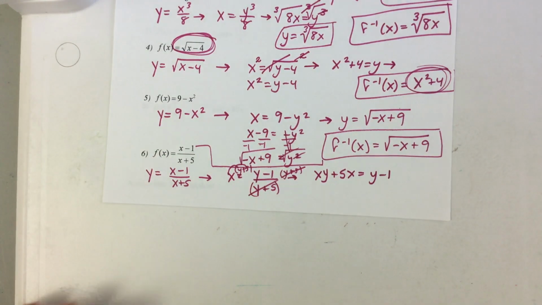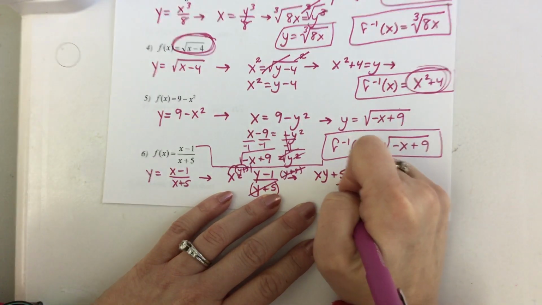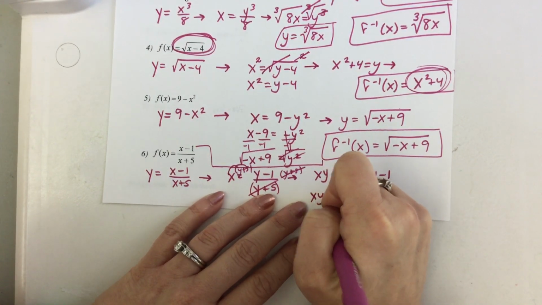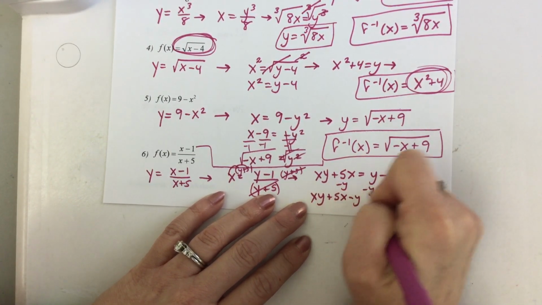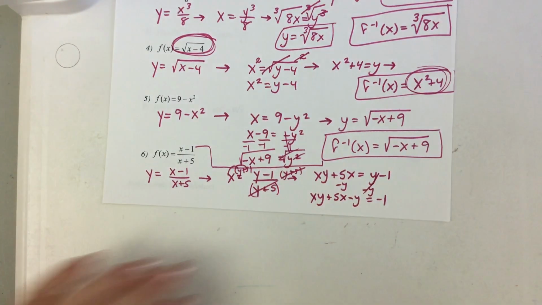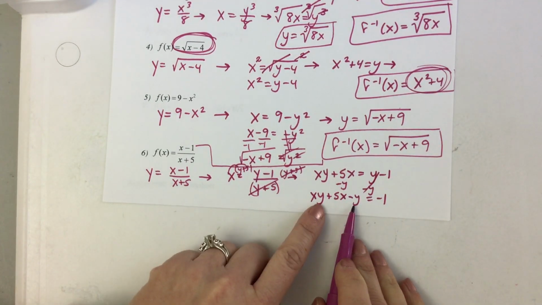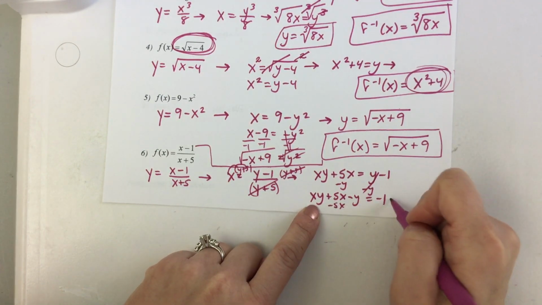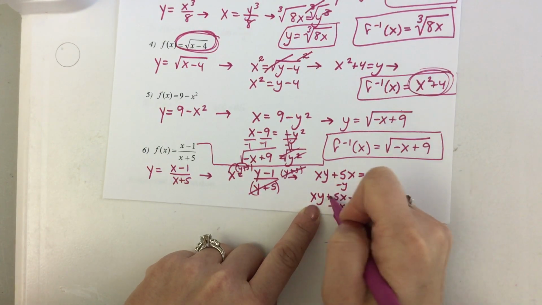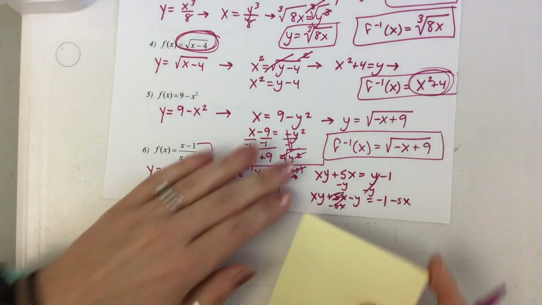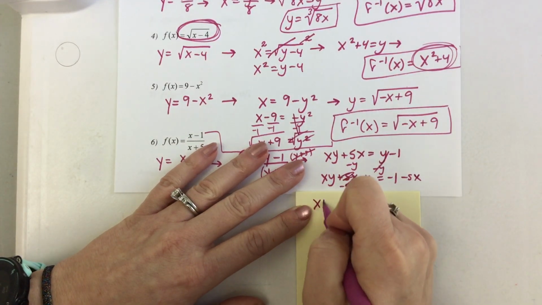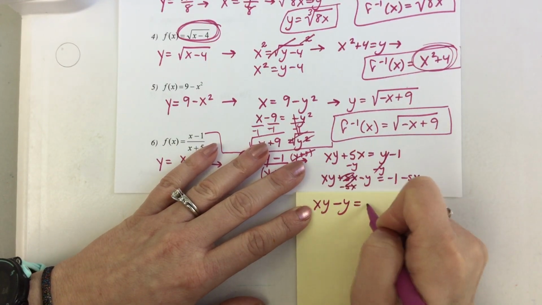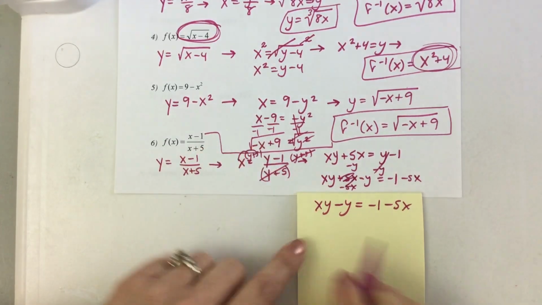If I'm trying to solve for y, I want all the y's on the same side. So if I minus y, I would have xy plus 5x minus y equals negative 1. Here's the deal. These 2 terms have a y. This term doesn't. If it doesn't have a y, you don't want it with the y's. So at this point, I have xy minus y equals negative 1 minus 5x.